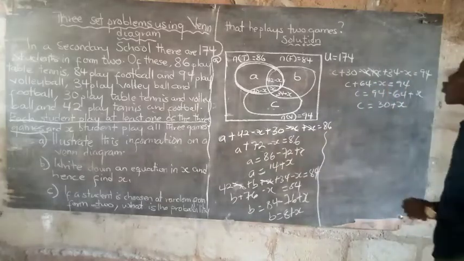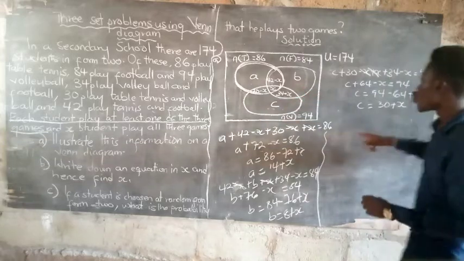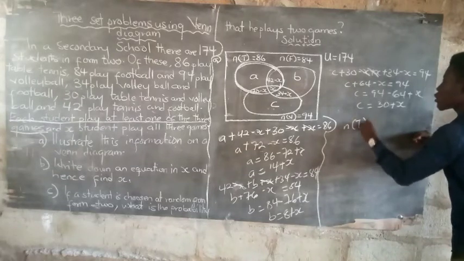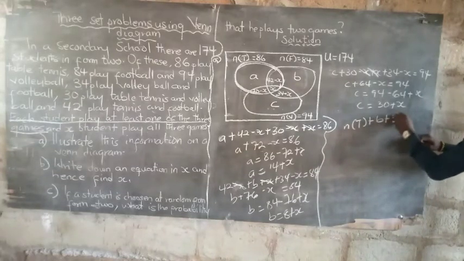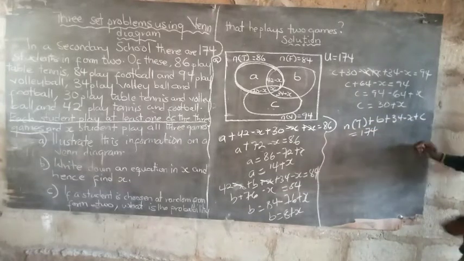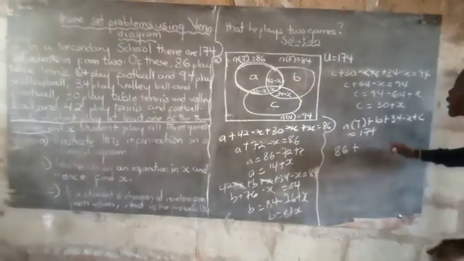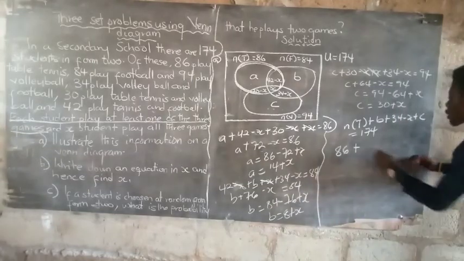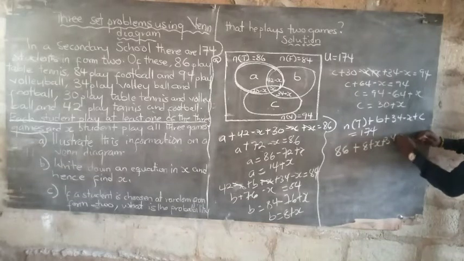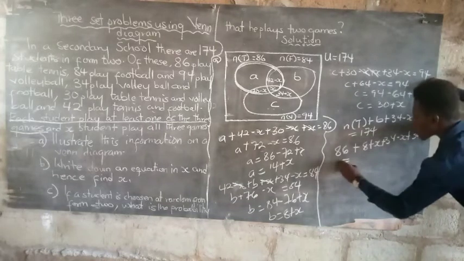To 174. So I will choose the whole of this one first, then add this and this and this to it. So if writing an equation involving x, I just make it n(t) plus b plus 34 minus x plus c, the whole thing is equal to 174. Okay, I know that n(t) is 86, so 86 plus, and I know that b is 8 plus x, so 8 plus x, then plus 34 minus x plus c. I know c is 30 plus x, so 30 plus x, and the whole thing is equal to what?